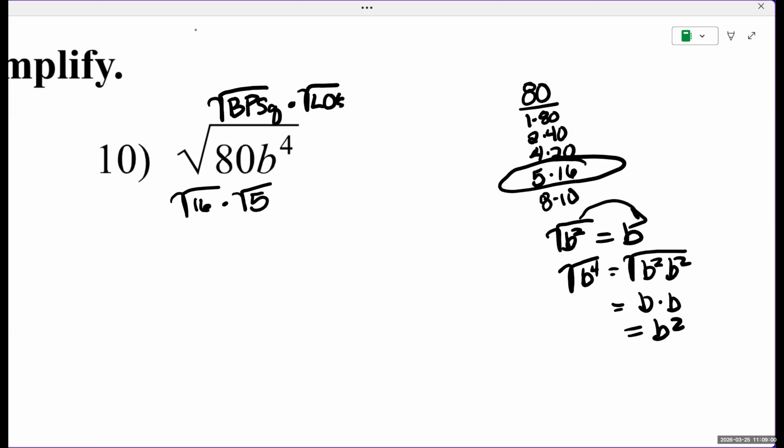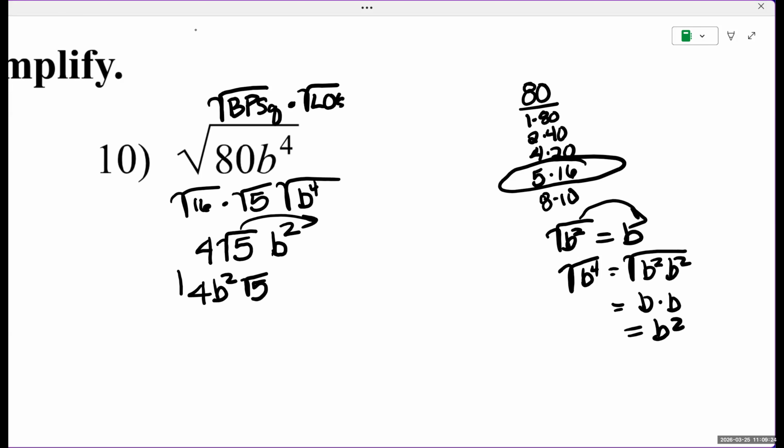So square root of b to the fourth. Basically, I'm dividing by 2. Square root of 16 is 4. Leftovers stay in. Square root of b squared, square root of b to the fourth is b squared. Let's move our square root to the right. 4b squared, square root 5.